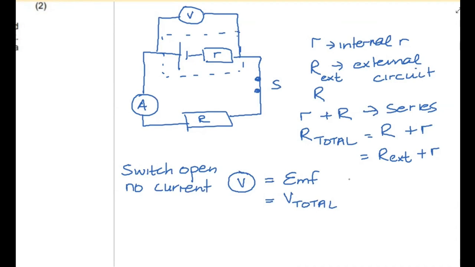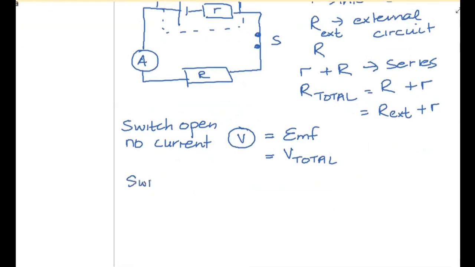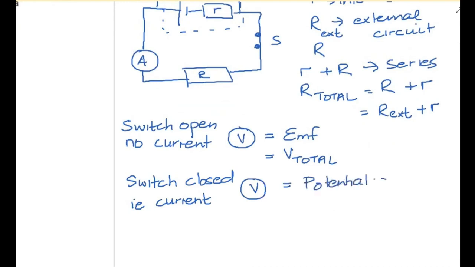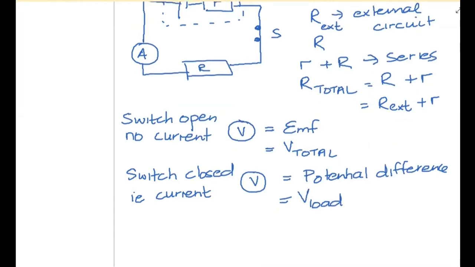The EMF stands for electromotive force, and essentially it is a voltage, and it is like the total volts available to the inside and the outside. It's available to the whole circuit. When the switch is closed, so there is now current, that voltmeter now reads something known as potential difference. On the IB, we call it V load. Okay, and that is going to be less than the EMF.